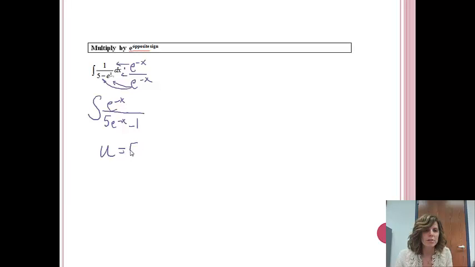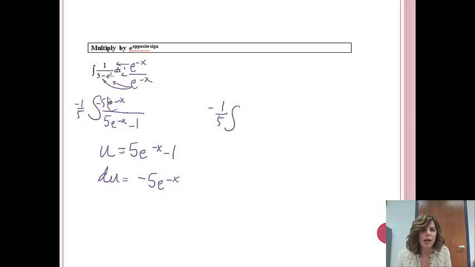All right, so now I'm going to let u be the denominator like we're used to doing. Okay, du, the derivative of 5 e to the negative x minus 1 will be negative 5 e to the negative x. Notice I have the e to the negative x now, just missing the negative 5, so I'll put a negative 1/5 on the outside, and then from there I'm going to have negative 1/5. I just found out that this is my du, and then the denominator is my u.